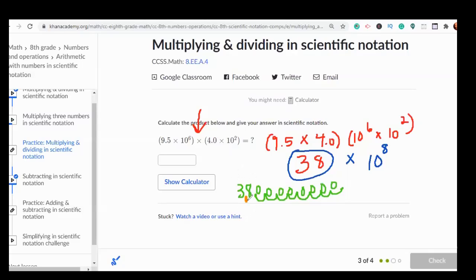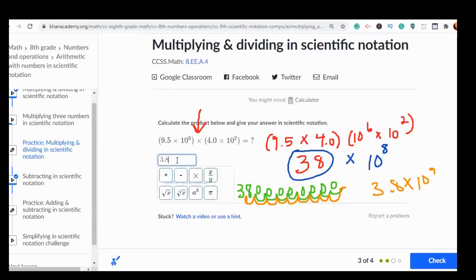And now I'm going to recount to get to the correct location. So that's 1, 2, 3, 4, 5, 6, 7, 8, 9. The correct answer is 3.8 times 10 to the 9th power. That's in real scientific notation.